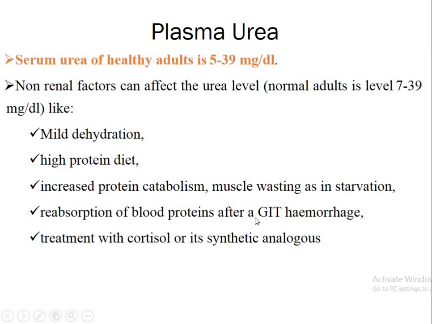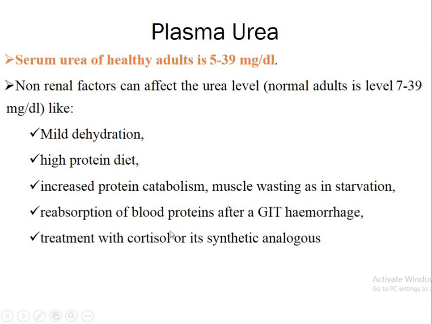Reabsorption of blood proteins after GIT hemorrhages. Suppose there is a hemorrhage at some point in the GI system. This blood will be digested and the proteins will be reabsorbed, and that will increase the urea levels. Then the treatment with cortisol and certain other analogs.